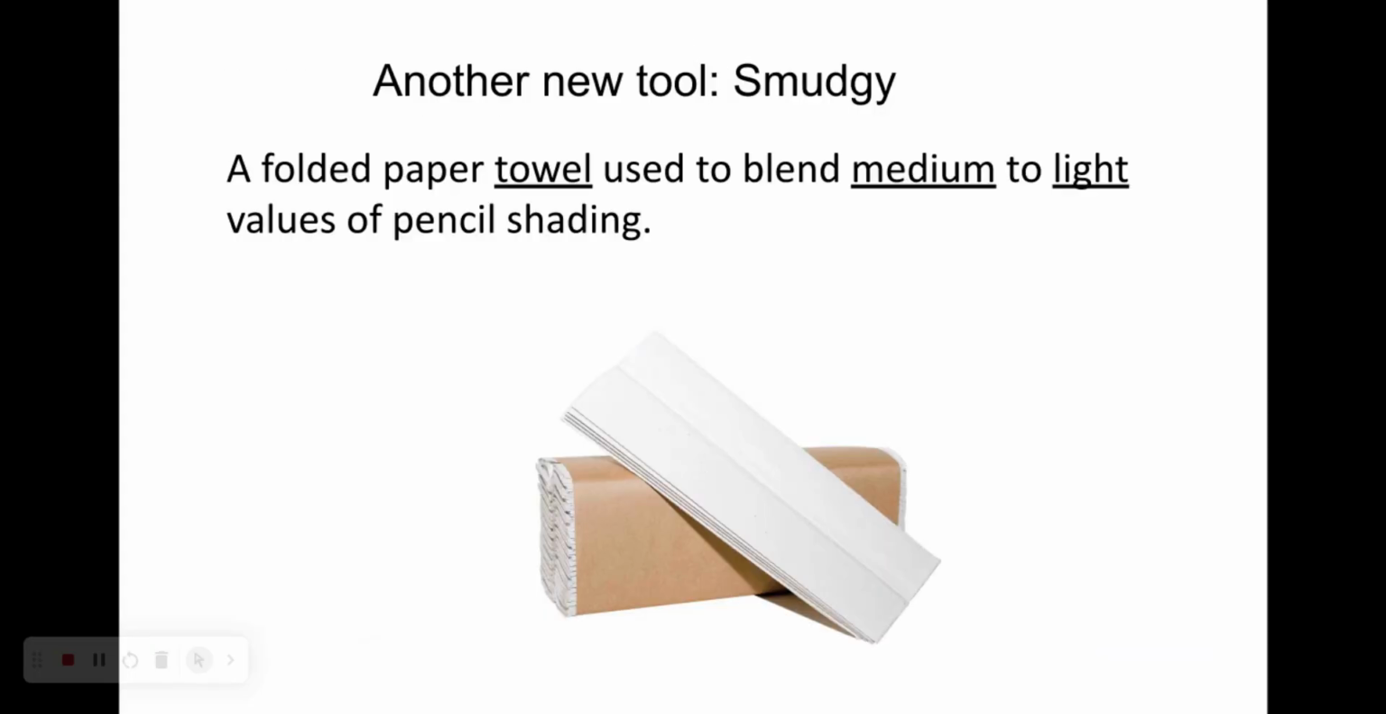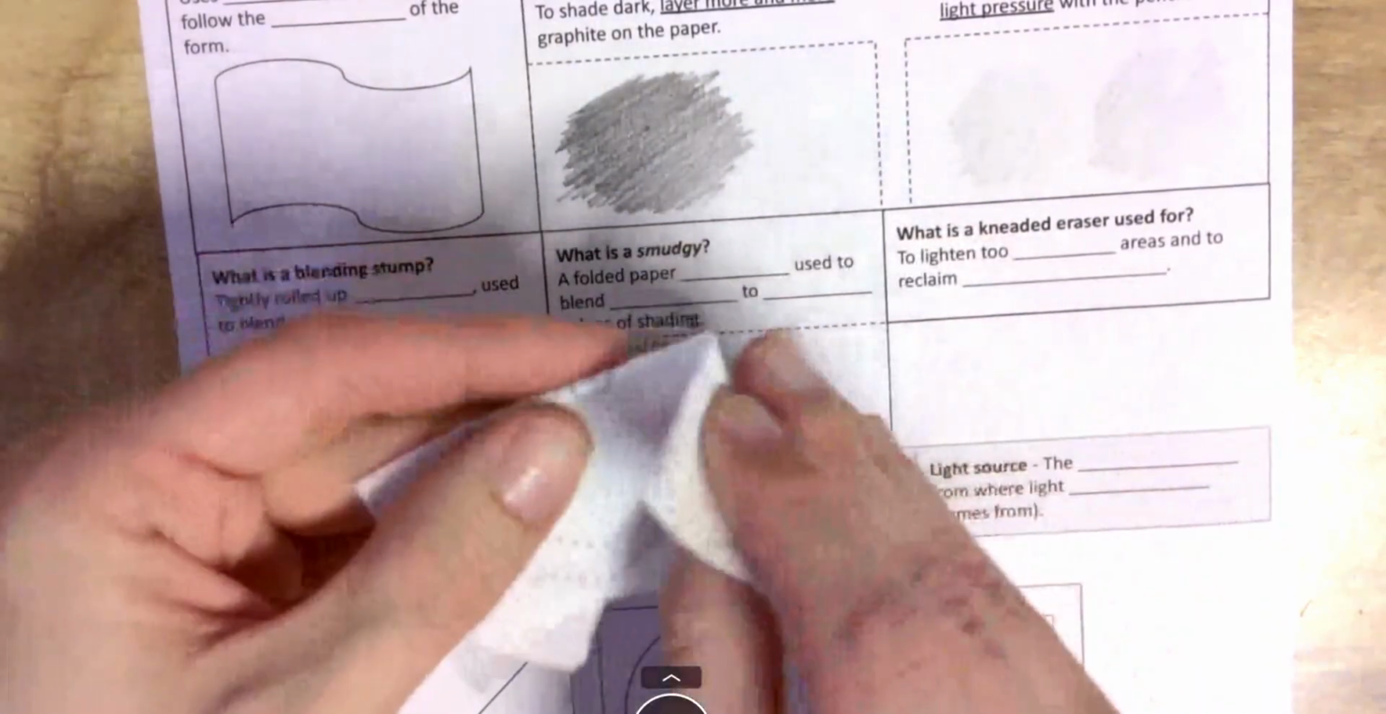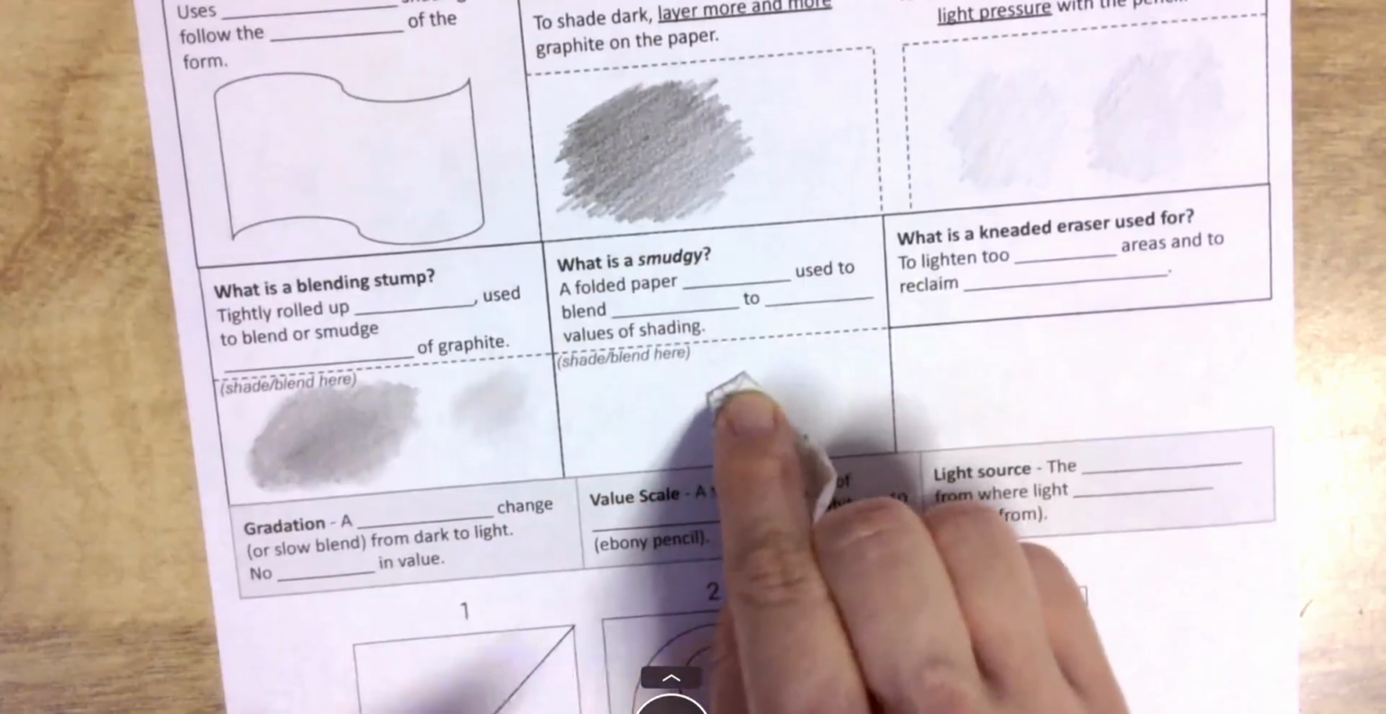Another new tool is a smudgy. This is a folded paper towel used to blend medium to light values of pencil shading. So a smudgy is made using part of a paper towel. You'll need to go grab a paper towel, and you just need a little bit. And to use this, we're actually going to fold the paper towel into kind of like a triangle, because then you can put your finger right here and actually smudge the graphite.